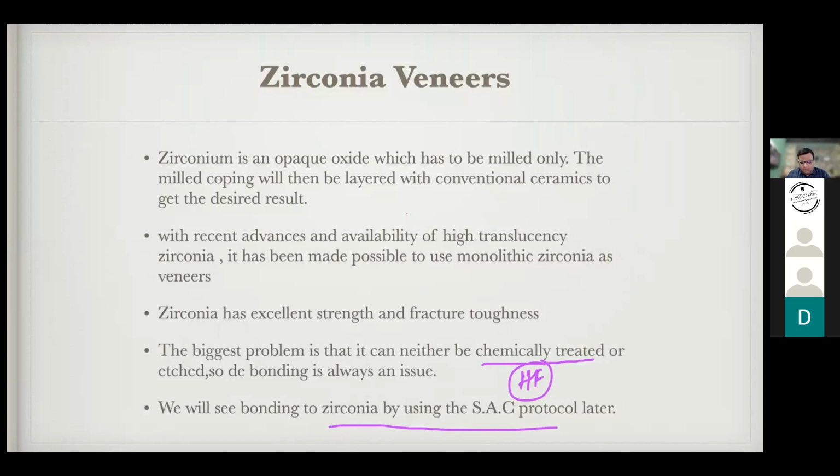So you can still bond to zirconia using the SAC protocol. The SAC protocol is sandblast, adhesive primer, and resin cement. You can actually bond using the SAC protocol, but frankly, the bond strengths are not great enough to be used for veneers. We will discuss the SAC protocol not here, but in our full program whenever we do it.